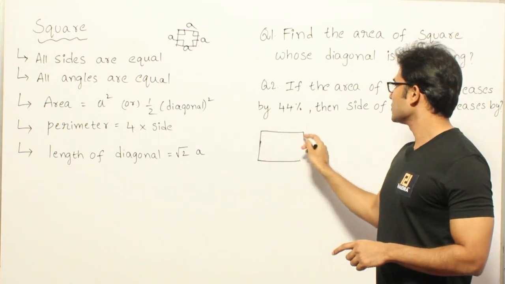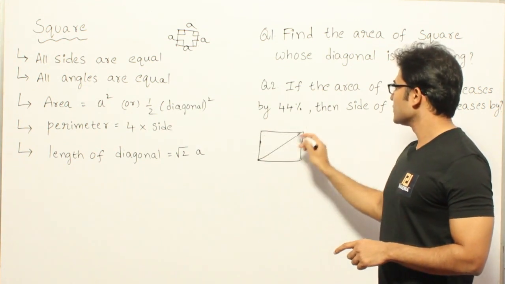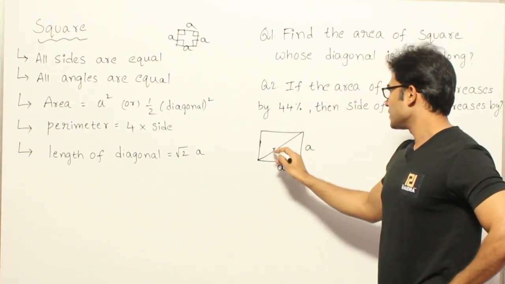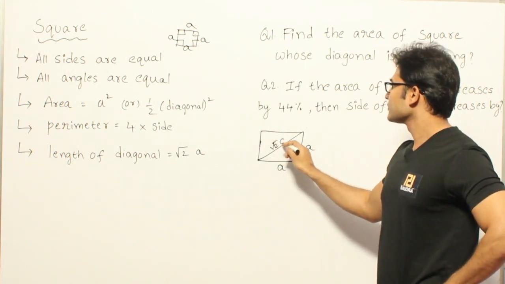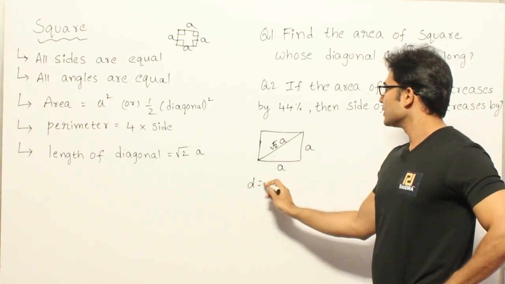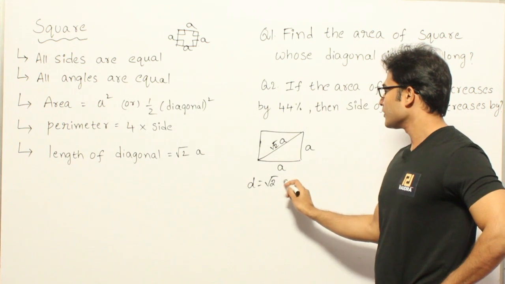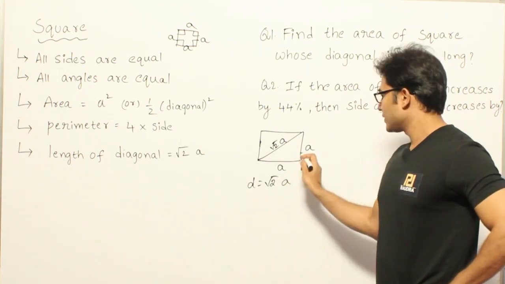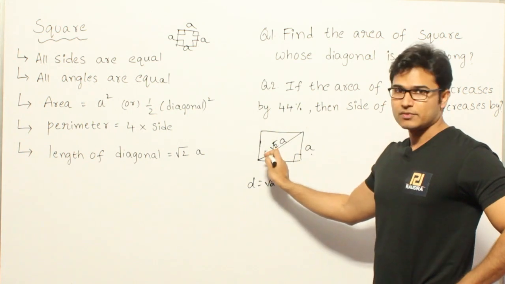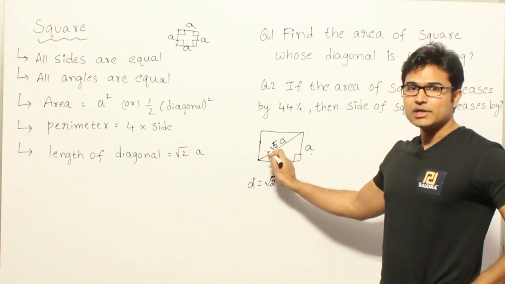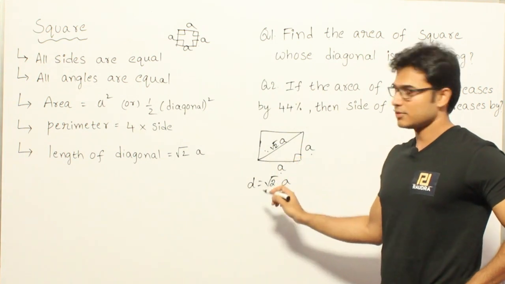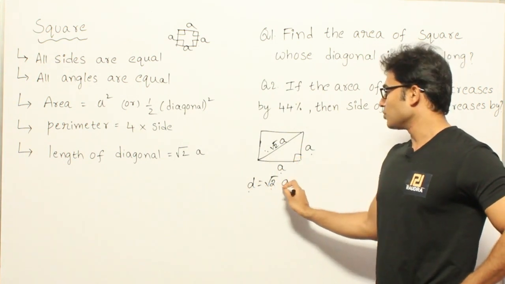this side. So see this. Now if you assume that this is a and this is a, then the diagonal is going to be root 2a, isn't it? So diagonal D equal to root 2a. Why? Pythagoras theorem. It is a right angle triangle. a square plus a square equal to d square, right? Therefore d square equal to 2a square, right? Then you are going to get d equal to root 2a.